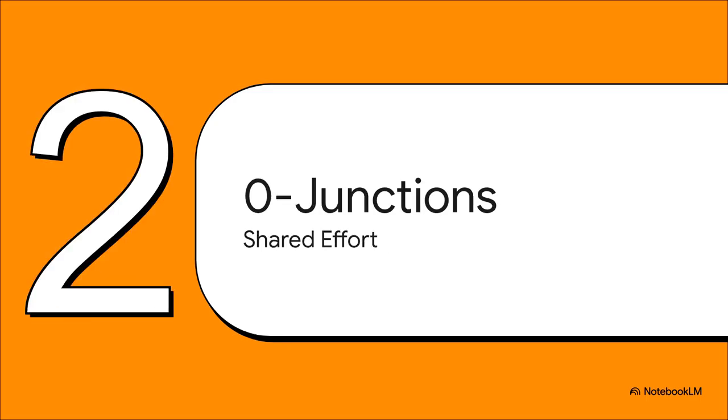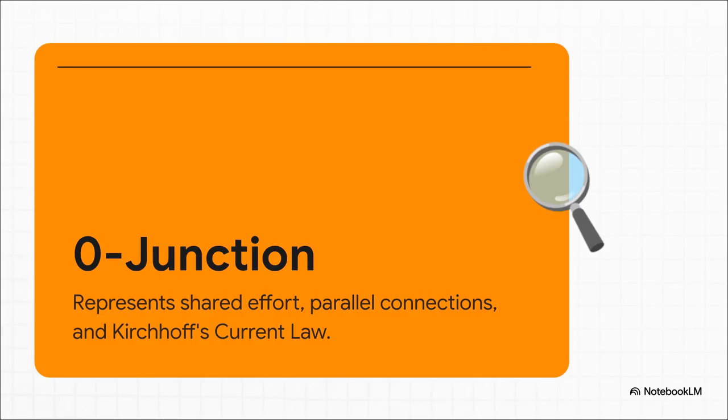Section 2. Zero junctions, shared effort. Let's break down the very first type of traffic controller we'll be analyzing today. Here's our formal definition of the zero junction. It represents a connection of common effort. So the crucial point is that whenever elements in a system share the exact same effort, they're connected by a zero junction. If you've got an electrical background, you can think of this directly in terms of parallel systems and Kirchhoff's current law. The effort, or the voltage in electrical terms, is shared equally across the parallel branches, while the flow actually splits. The zero junction perfectly captures that fundamental behavior.